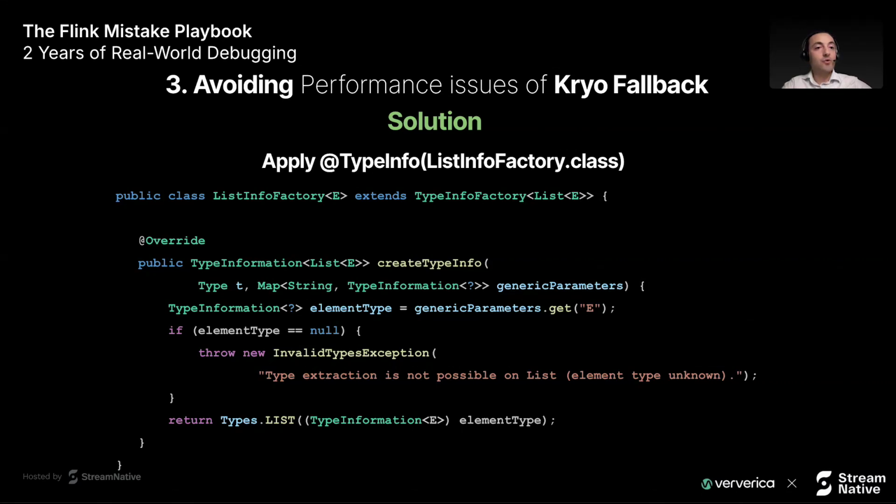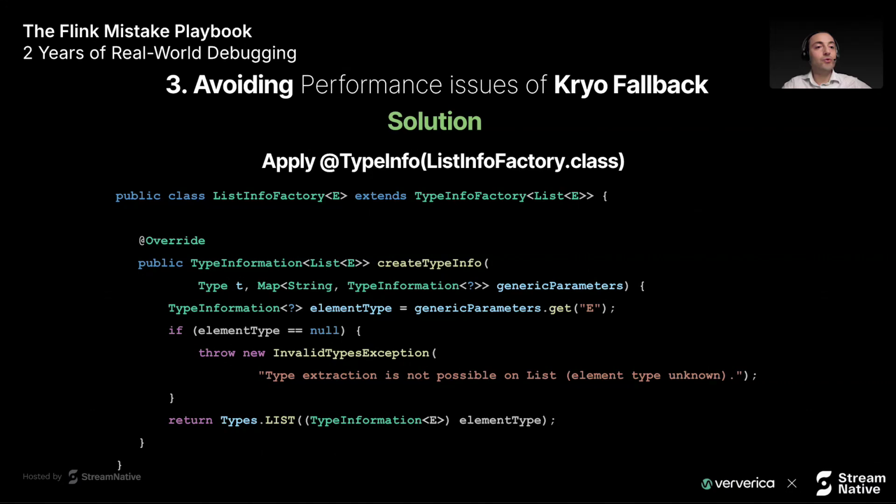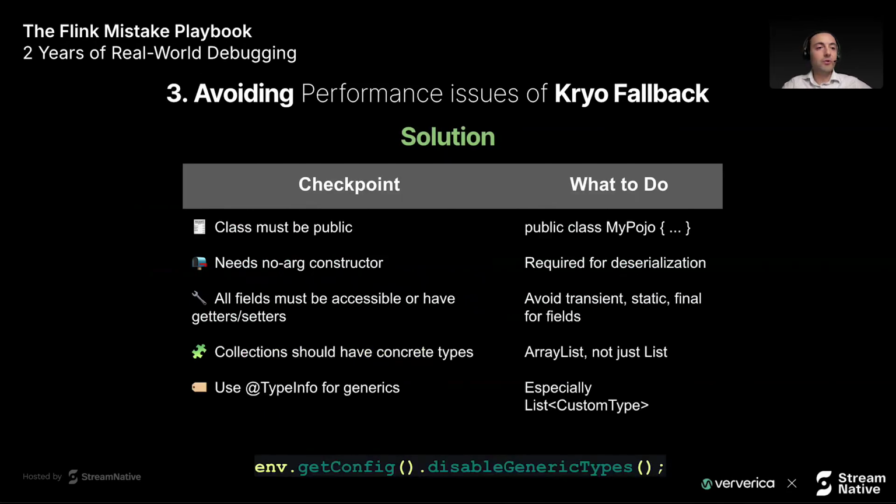So when the Flink application runs, the object type of list is not unknown for Flink anymore. That's why Flink will be able to use POJO serialization for this list type by annotating it with this list info factory class. So, in order to make sure that Flink is not falling back to Kryo, this is the checkpoint that we can follow.